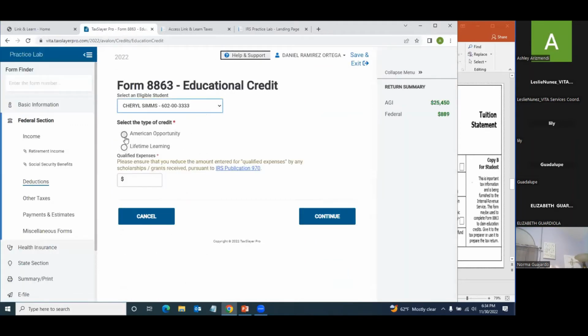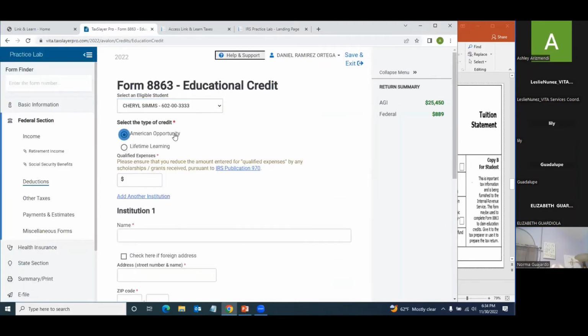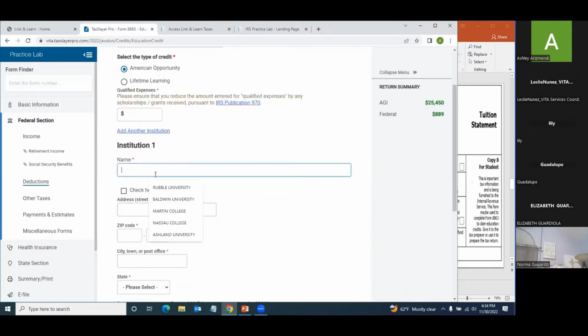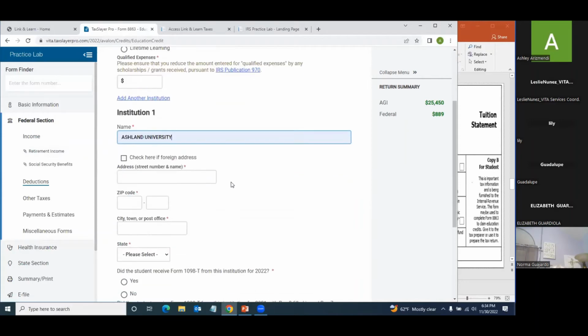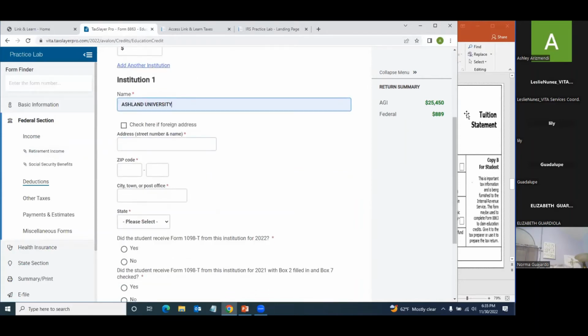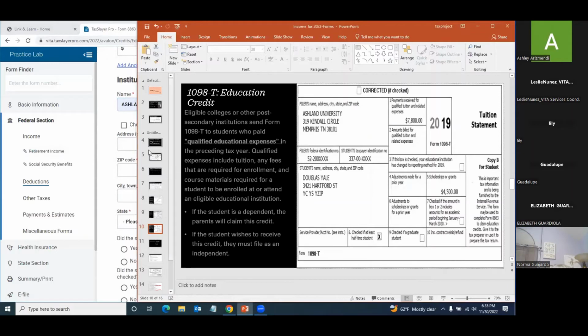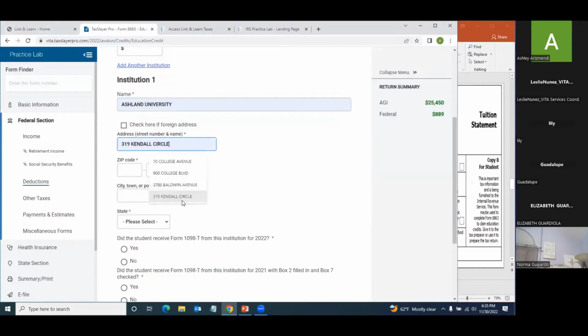Yes. And then you would click American Opportunity. Okay, you would put Ashland University as the name of the institution. Ashland. And then the address is 319 Kendall Circle. So we're gonna put 319 Kendall Circle.